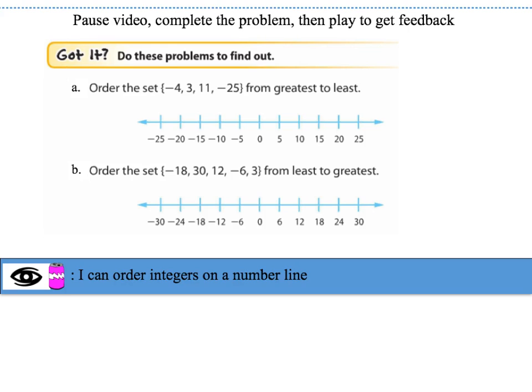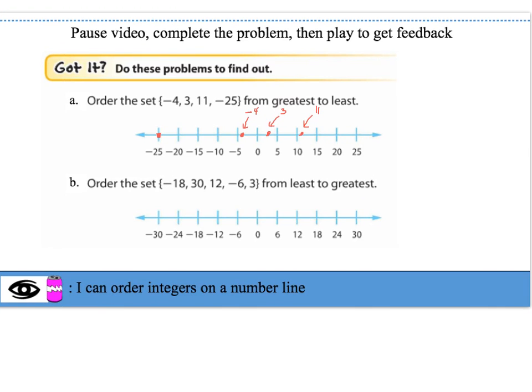Now that you had some time to work on these problems, let's go over the answers. So for letter A, we graphed all the integers on the number line. So the problem says let's order it from greatest to least. So remember, anything to the right, furthest right, would be the largest number. Anything to the left of 0 would be the smallest number. So if I want to label this from greatest to least, the greatest number would be 11, followed by positive 3, followed by negative 4, and the smallest number of all would be negative 25.